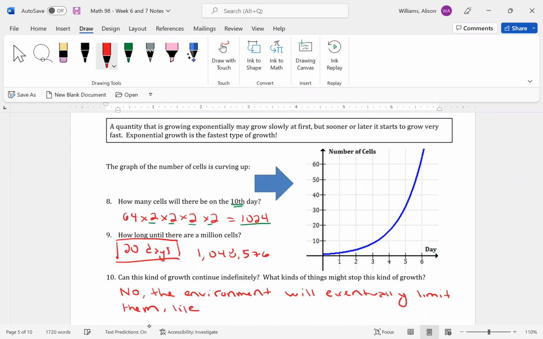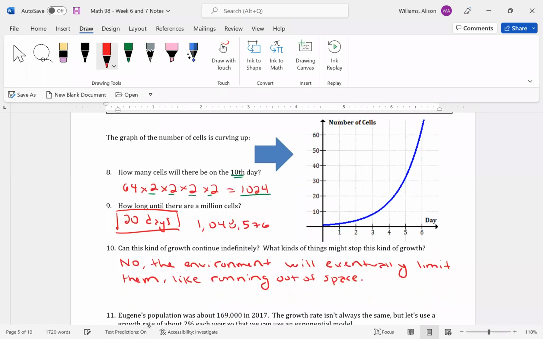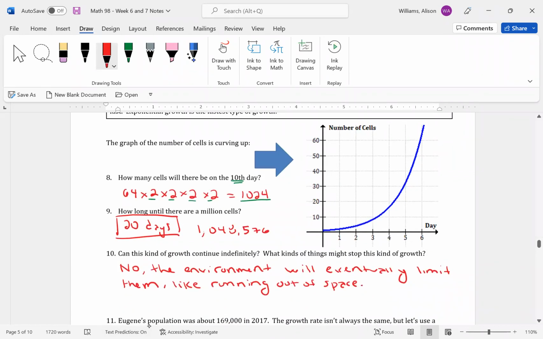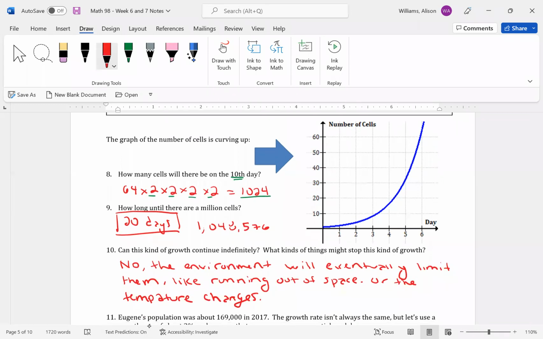Running out of space. Or like I said, maybe the temperature changes, because sometimes they don't thrive in certain temperatures. Or maybe something negative is introduced to the cell group that attacks the cells, right? There's lots of reasons why they may not continue growing like that.